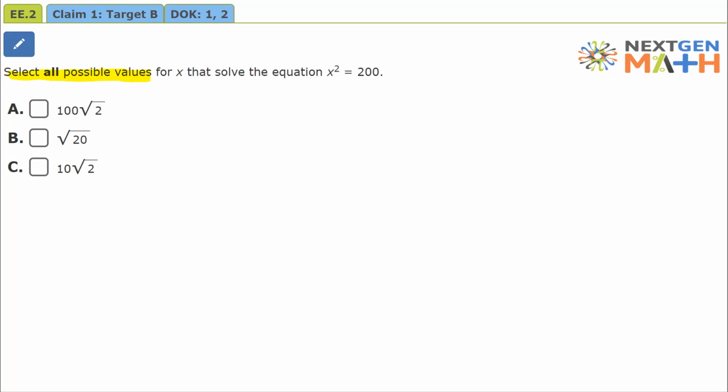Select all possible values for x that solve the equation x squared equals 200. When we have an equation like x squared equals 200, to solve for x, we're going to take the square root of each side. So when we take the square root of 200, we really need to know our perfect squares that are factors of 200.